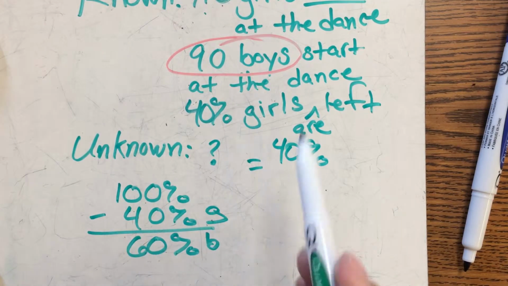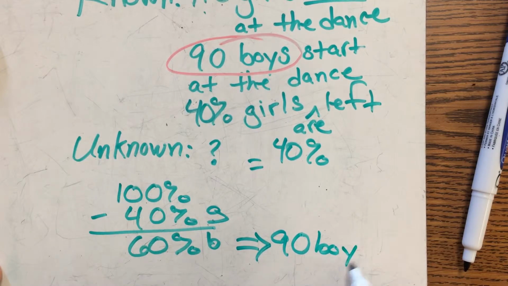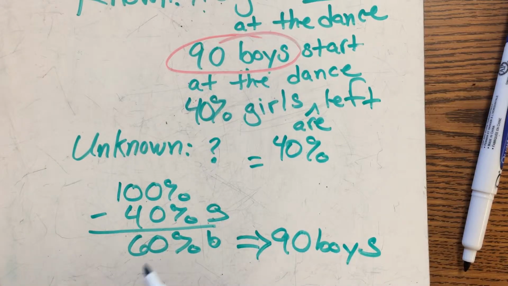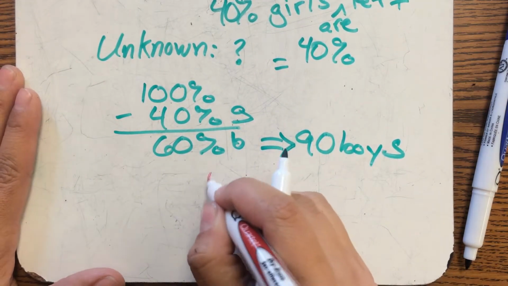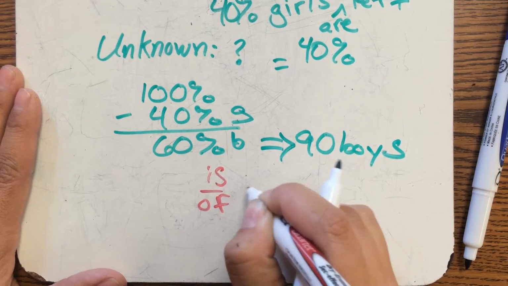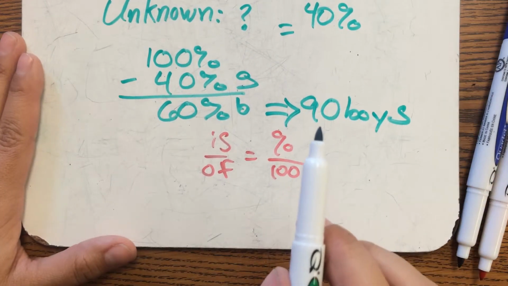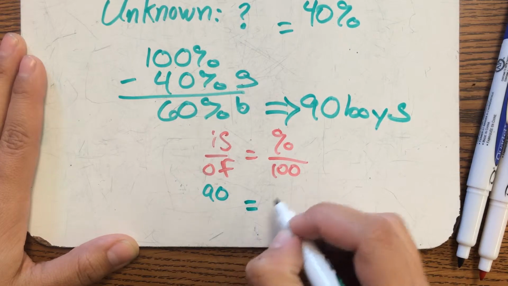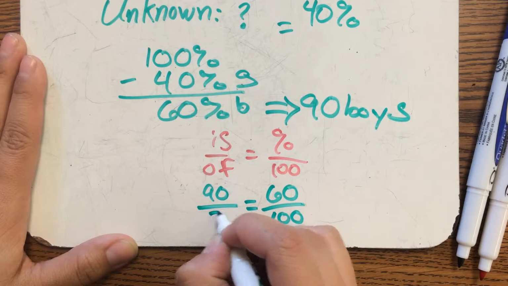So 60% is 90 boys. I just don't know out of how many. 90 boys are 60% of what? I don't know, because some people left. So let's set up our is over of. $90 is 60% of, I don't know.